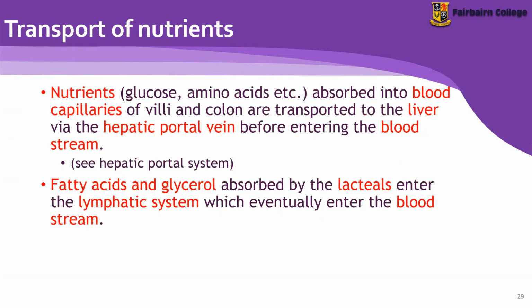Once the nutrients have been absorbed, they can be transported to the cells where they are needed for various life processes. Different nutrients, however, take different paths in getting to the cells. Nutrients like glucose and amino acids that got absorbed by the blood capillaries can go directly into the blood system. However, they first need to make a stop by the liver. We will look at this process in a second. Fatty acids and glycerol that got absorbed by the lacteals enter the lymphatic system. The lymphatic system will eventually also enter the bloodstream.